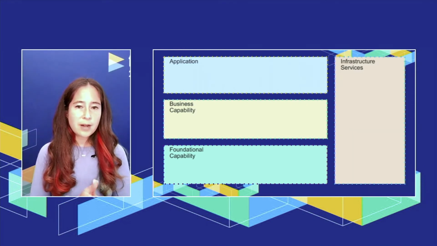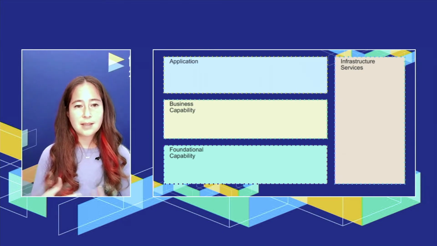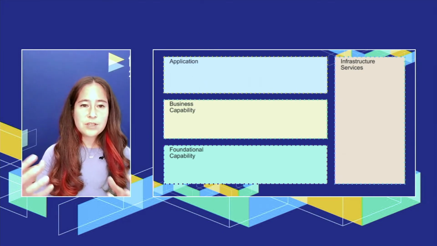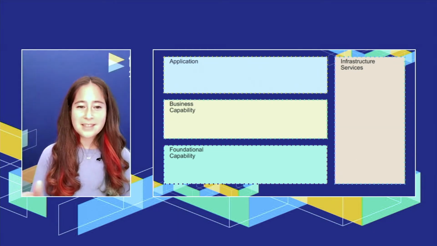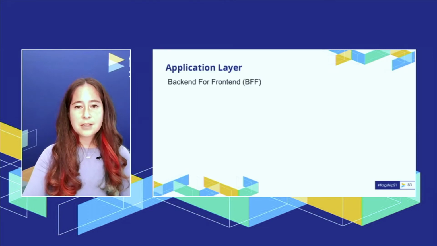People are going to be quick to point out that there are also a bunch of infrastructure services. These often live off to the side. This is things like authentication, which don't really quite cleanly divide into these three, which is why they're sort of off to the side. First, let's talk about the application layer.